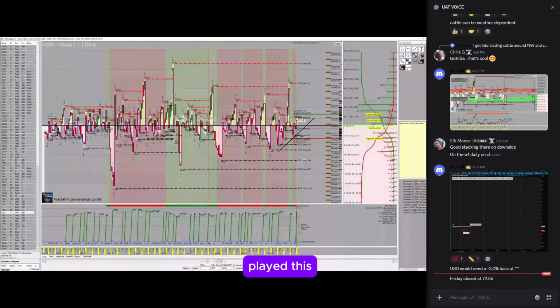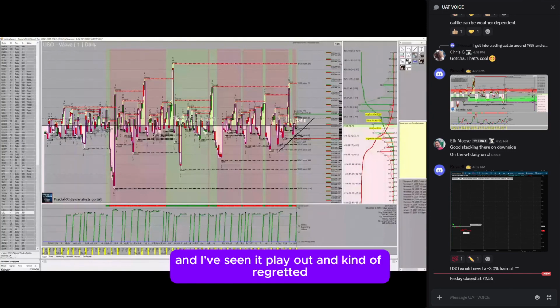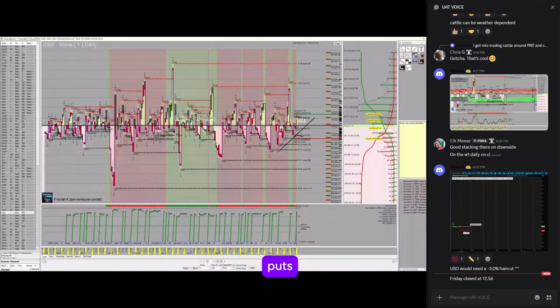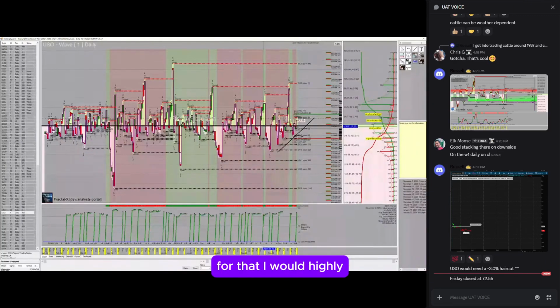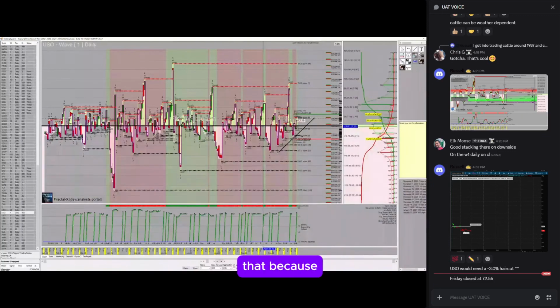I've played this many times, and I've seen it play out and kind of regretted not buying a boatload of some lotto puts. You can use the Periscope for that. I would highly, highly recommend using that because my biggest play, I think it was something like $5 or $6 to like $600 a contract on USO in the same week. I think I was telling Russell about this. This was over the summer with the whole Israel Gaza escalation, whatever. And so it was during that time. I think we almost hit a limit up in crude oil. If I remember correctly, we almost hit a limit up.